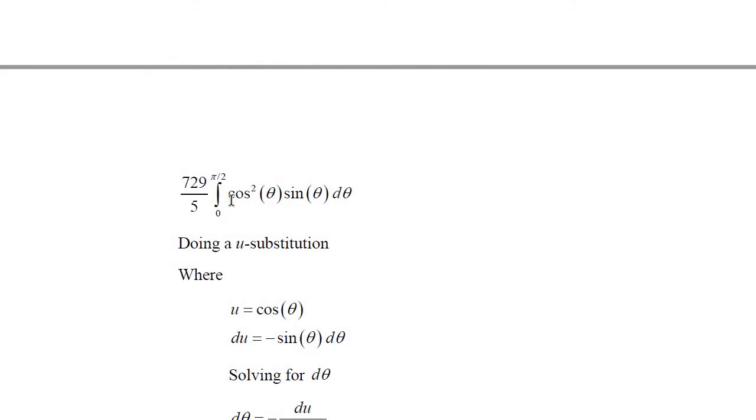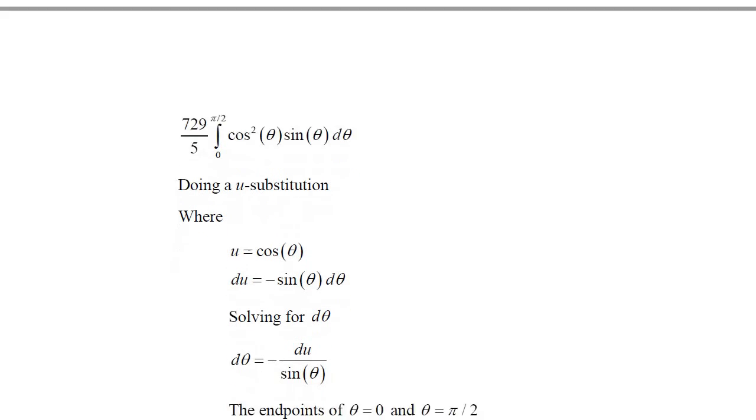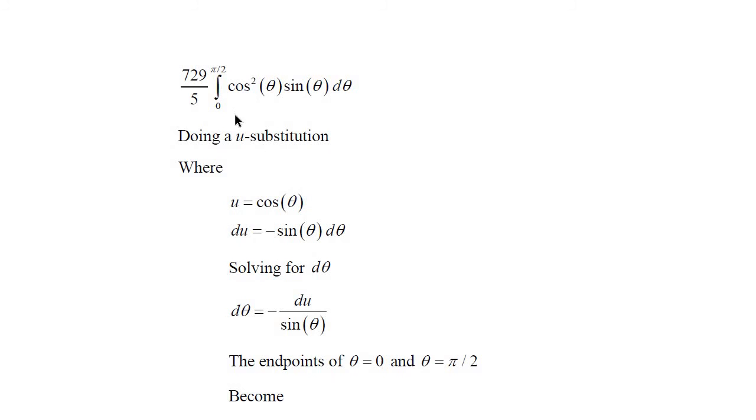First, I'm going to bring out that coefficient, 729 over 5, times the integral from 0 to pi over 2 of cosine squared theta times sine theta. To integrate this, I'm going to do a u substitution. So u is going to equal cosine theta, du is going to be negative sine theta d theta, and if I solve this for d theta, d theta is equal to negative du over sine theta.